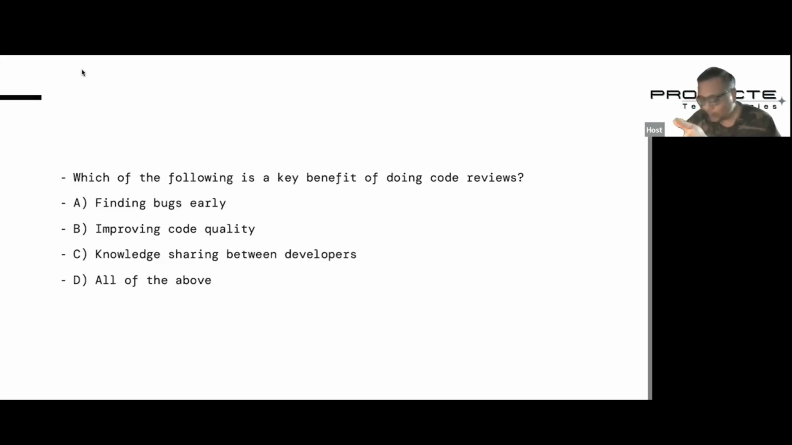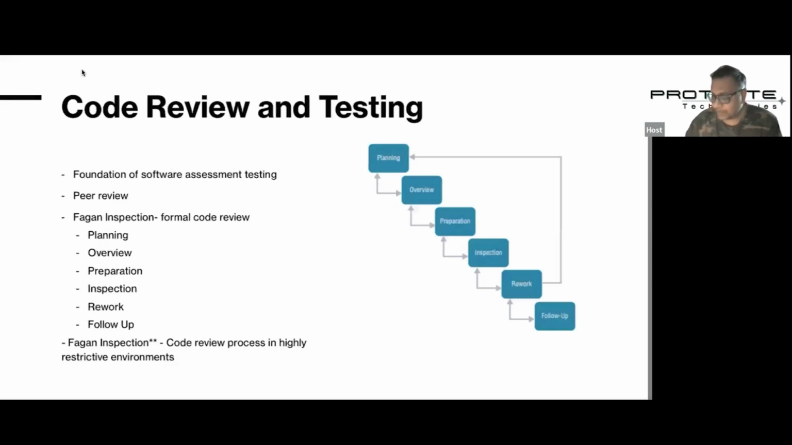Right. So it's pretty common sense, right? What happens in code review is basically developers write the code and everyone sits together and reviews the code. So that is the main aim of finding bugs early, improving the quality of the code, and knowledge sharing between different developers.